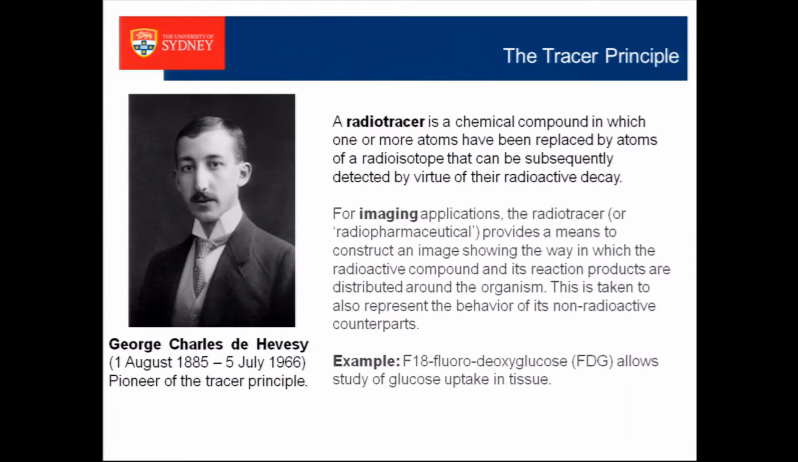So nuclear imaging with PET and SPECT is based on the tracer principle, which was first conceived by George de Hevesy. And in the tracer principle, we have an entity called a radiotracer, which is a chemical compound in which one or more atoms have been replaced by atoms of a radioisotope that can be subsequently detected by virtue of their radioactive decay. For imaging applications, the radiotracer, or often called radiopharmaceutical, provides a means to construct an image showing the way in which the radioactive compound and its reaction products are distributed around the organism. And this can also represent the behavior of related non-radioactive counterparts. For example, in PET we often use FDG, fluorodeoxyglucose, which is an analog of glucose, to study glucose metabolism.